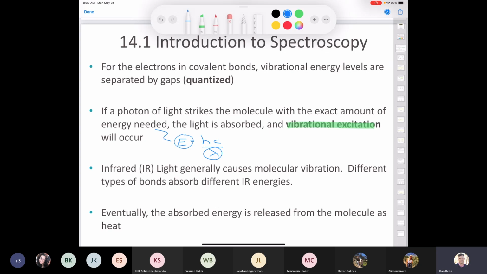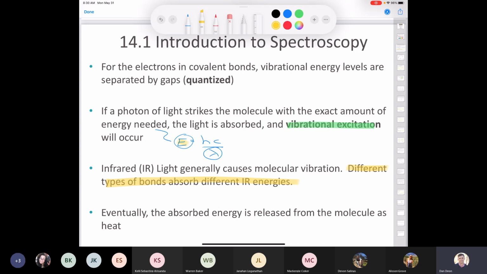Well, what's so great about these bonds is that look at this. This is where it gets wonderful. Different types of bonds are going to absorb different types of energies. Aha! So that means, what does that mean? It means that different wavelengths of light are going to cause different bonds to absorb energy.